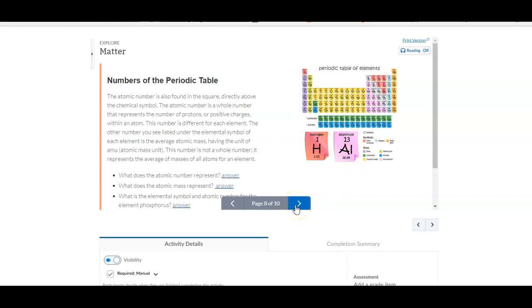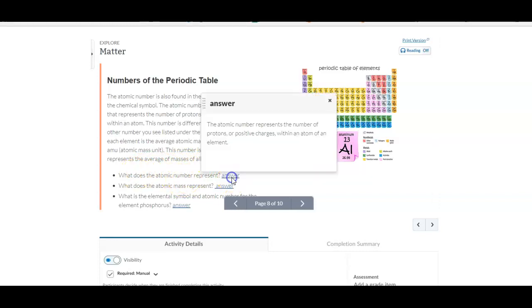So the other number you see, we know the average atomic mass. This number is not a whole number. It represents the average of the masses of the atoms for that element. So what does the atomic number represent? That is going to be the number of protons in an element. And you'll also find that that's also equal to the number of electrons.